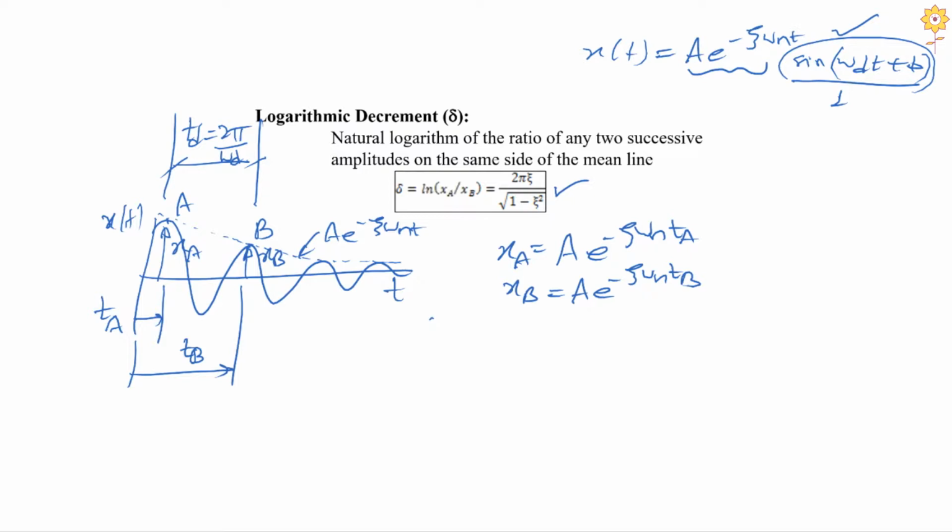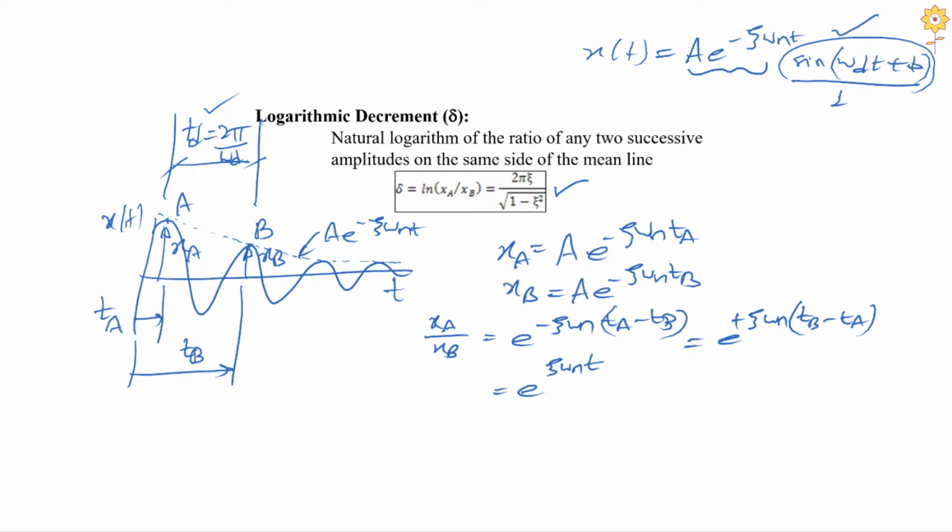Now let us take the ratio of these amplitudes so that I can relate both of these. x A upon x B is equal to, A cancels out, I am having e to the power minus zeta omega n (T A minus T B). This can be written as e raised to minus zeta omega n, I can write here (T B minus T A) and some minus over here outside, and that becomes plus over here, right. That is also equal to e to the power zeta omega n. What is T B minus T A? That is nothing but the damped time period T D. That is also equal to e to the power zeta omega n, T D is 2 pi by omega d, and this is also equal to e to the power zeta omega n 2 pi, where omega d is given by under root of 1 minus zeta square times omega n.